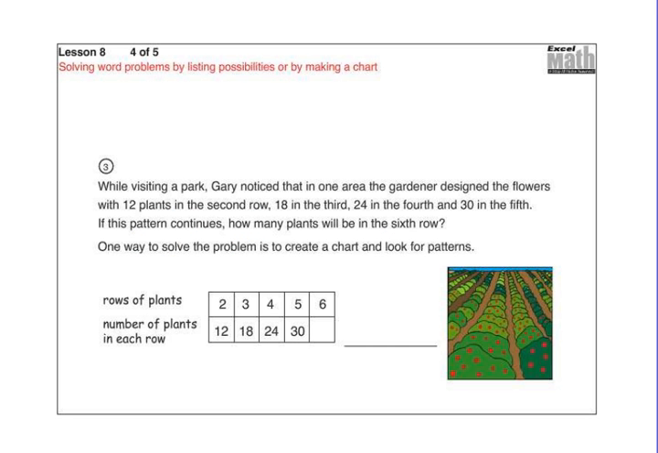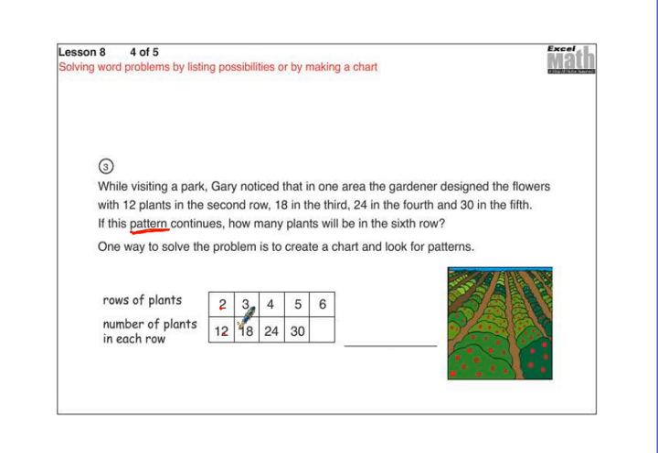All right, here's number 3, different kind of problem. While visiting a park, Gary noticed that in one area, the gardener designed the flowers with 12 plants in the second row, 18 in the third, 24 in the fourth, and 30 in the fifth. If this pattern continues, talking patterns here, how many plants will be in the 6th row? One way to solve the problem is to create a chart and look for patterns.